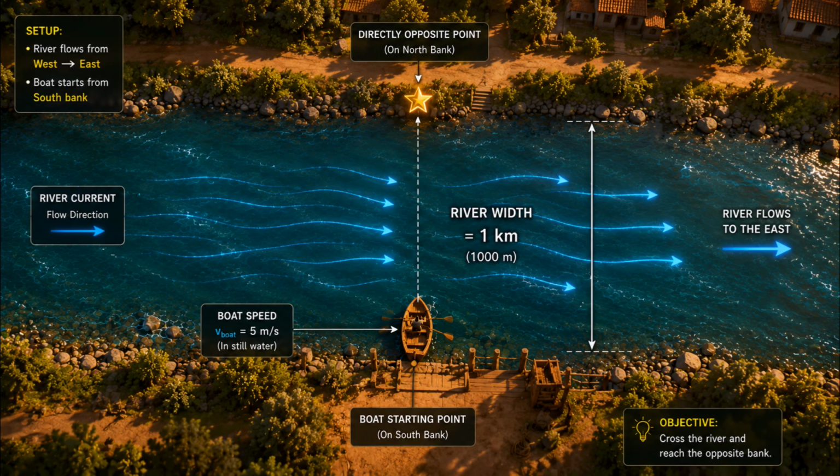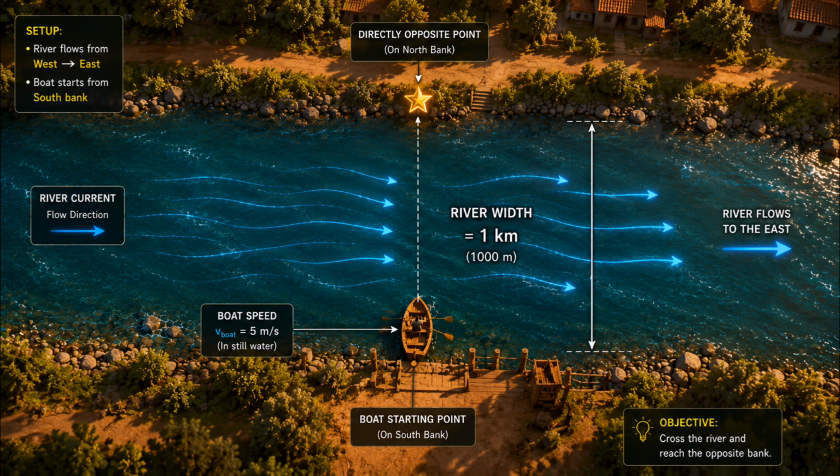Let's solve a question from IIT JEE 1988. A boat's speed is 5 kilometers per hour in still water. River width is 1 kilometer. It crosses along the shortest possible path in just 15 minutes. The question: what is the speed of the river current? Take a moment. Think about it.